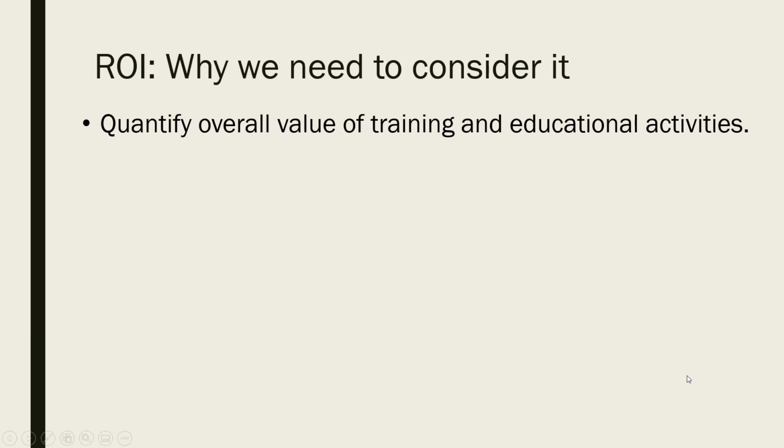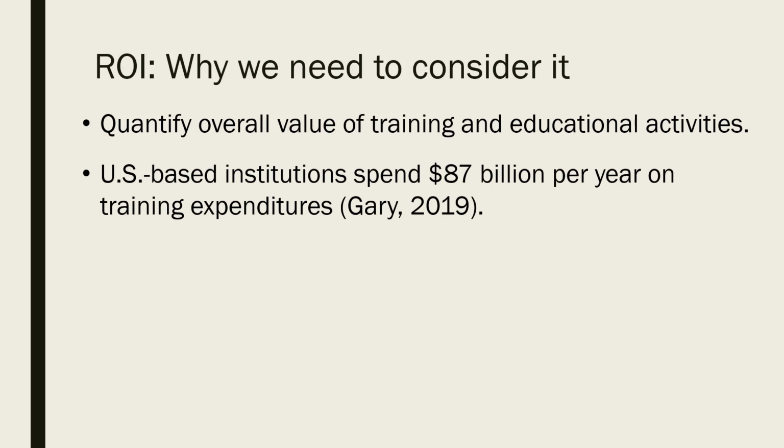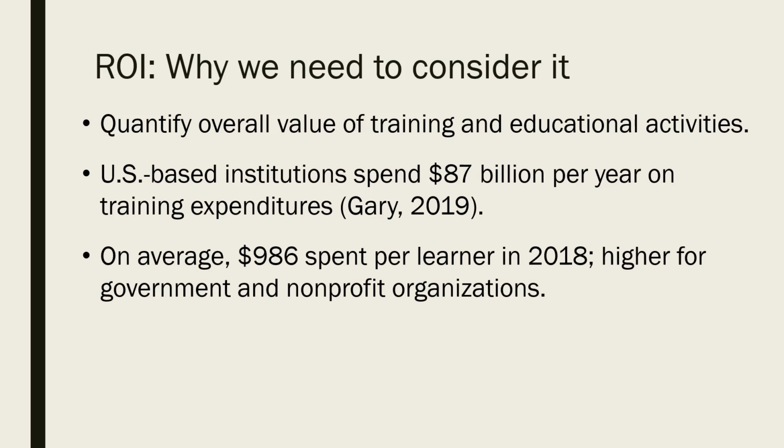Return on investment, or ROI, helps us to quantify the overall value of a set of training or educational activity. Gary points out that whether it is developed and delivered in public or private institutions, the U.S. spends approximately $87 billion per year on training. That averaged out to approximately $986 per learner in 2018 alone, with the government and nonprofit organizations spending considerably more than their corporate counterparts.